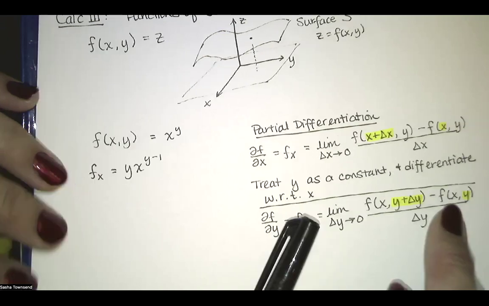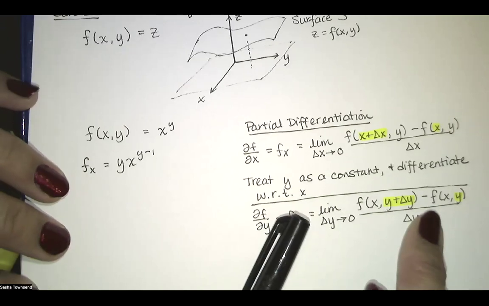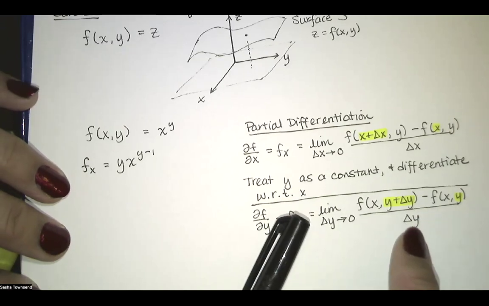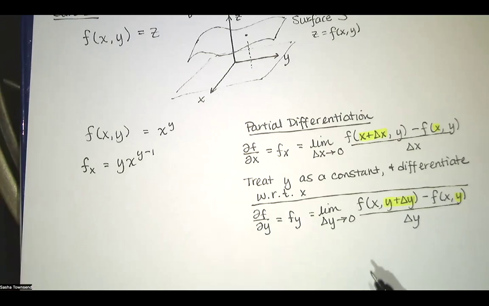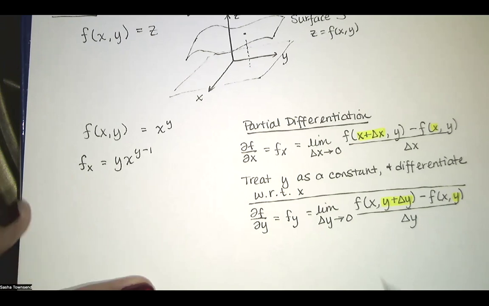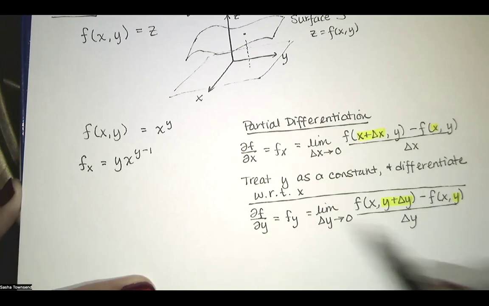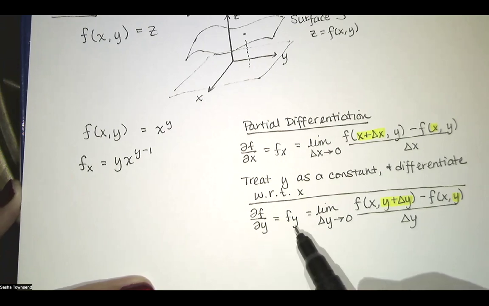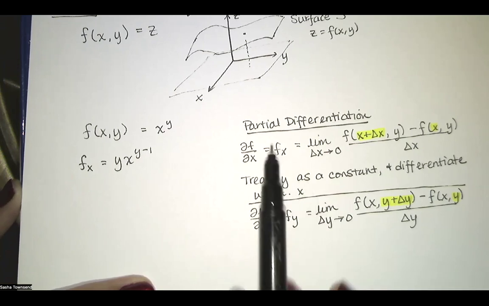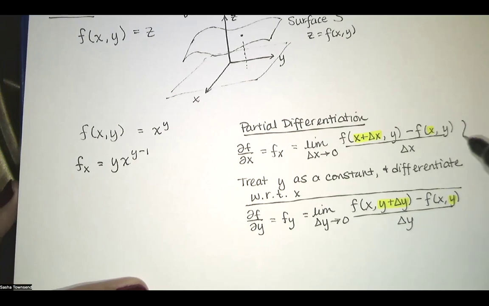But notice that the x's stay constant. We haven't done anything with the x's. And then we divide by delta y. So that's the partial derivative of f with respect to y. And if we want to compute that, you're looking at the slope basically in the y direction at that particular location. This is the slope in the x direction at that particular location.